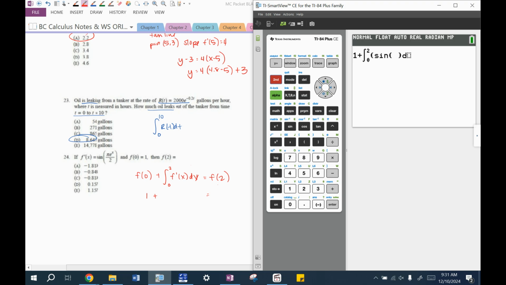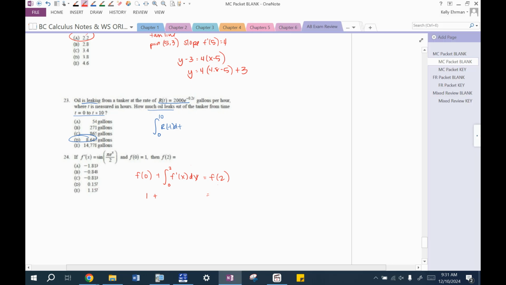Trying to hit pi. Oh, my pen died. Hold on. Pi. Okay. Pi. There we go. Pi, e to the x, divided by 2. I'm getting 1.157. So that's option E.